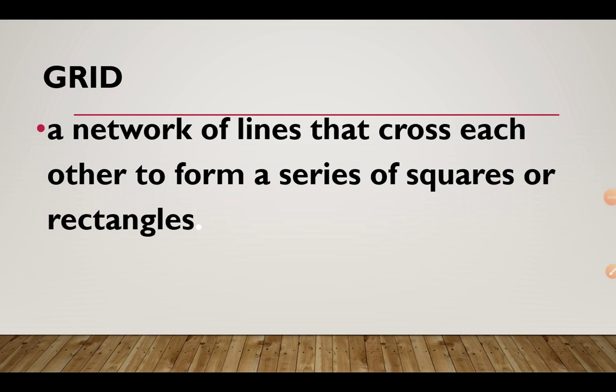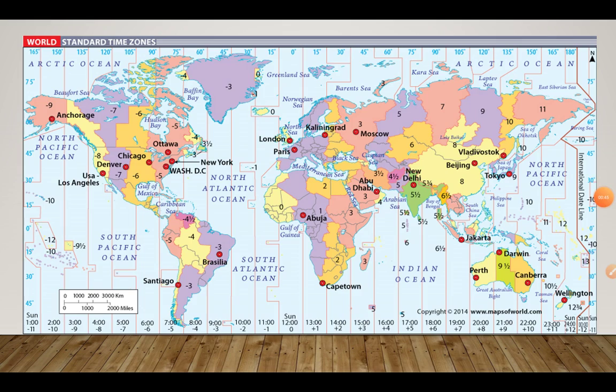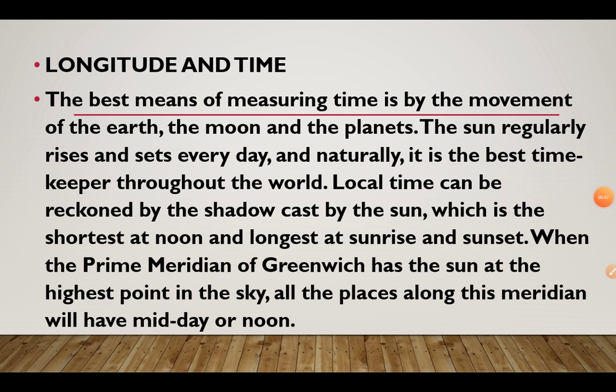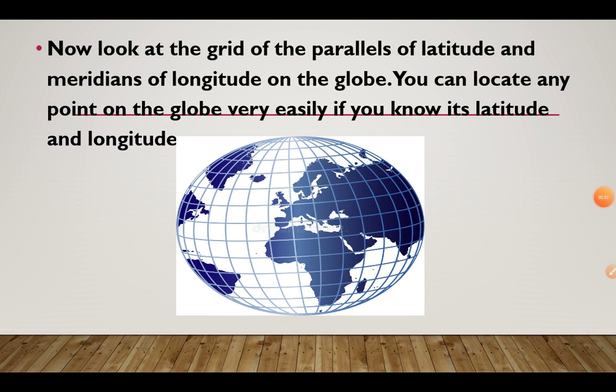Today I am going to explain to you about grid, and longitude and time. Now what is a grid? Look at the grid of the parallels of latitude and meridians of longitude on the picture of the globe. You can observe small squares. These squares are known as a grid. You can locate any point on the globe very easily if you know its latitude and longitude.